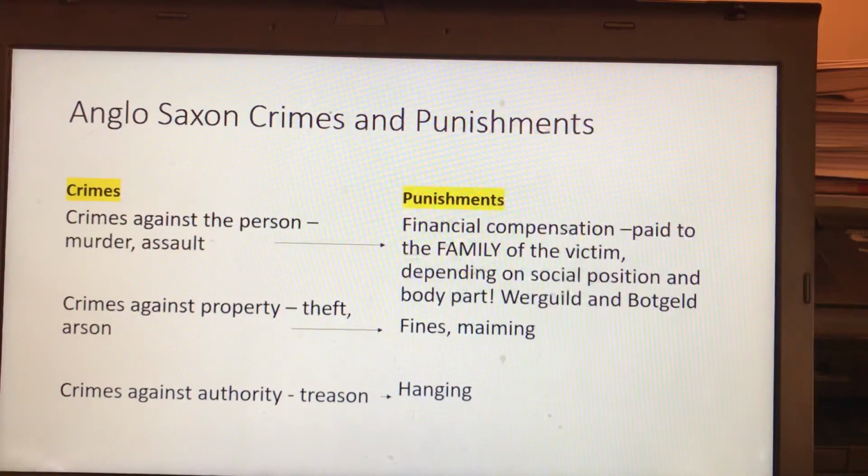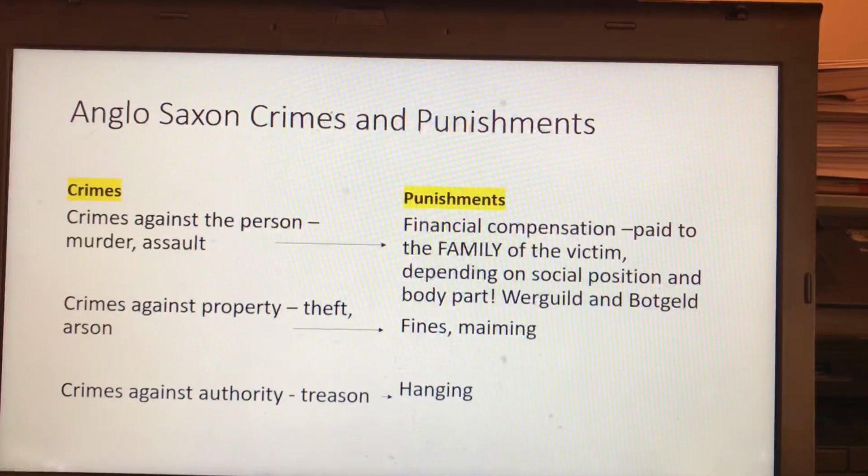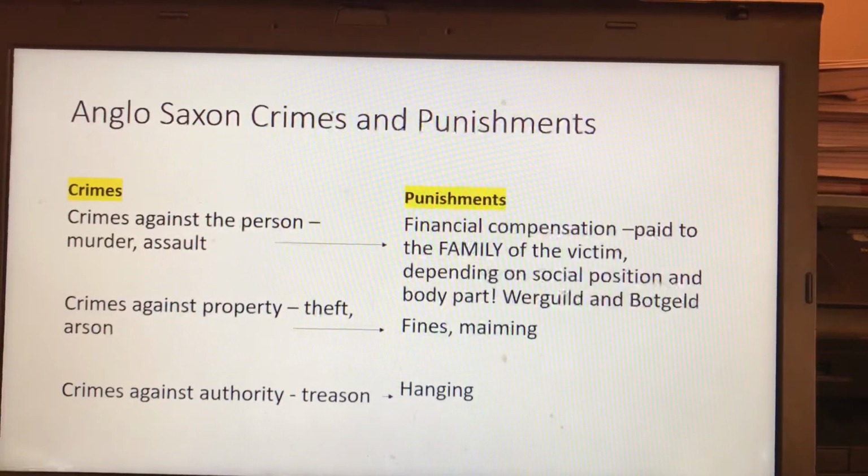So crimes against the person received financial compensation, which was paid to the family of the victim. The amount they got depended on their social position or which body part had been removed. The two words for these are virgild and botgeld. For crimes against property, Anglo-Saxons could be fined or maimed, which is having a bit chopped off. And for crimes against authority, this is the most serious crime and would be punished by hanging.